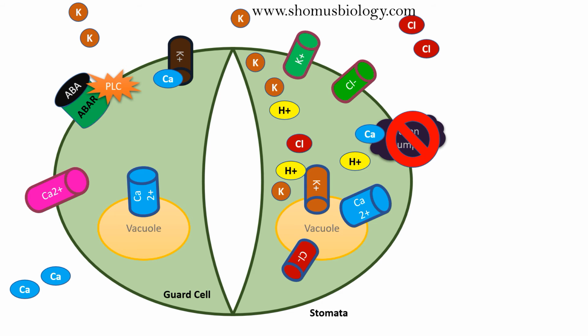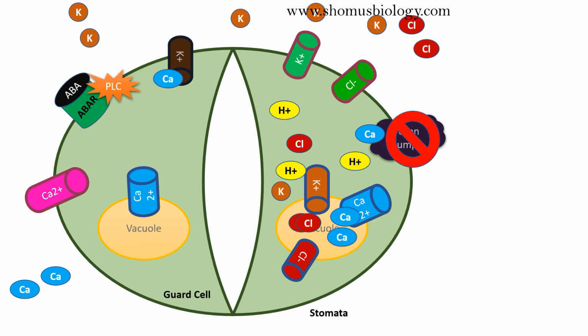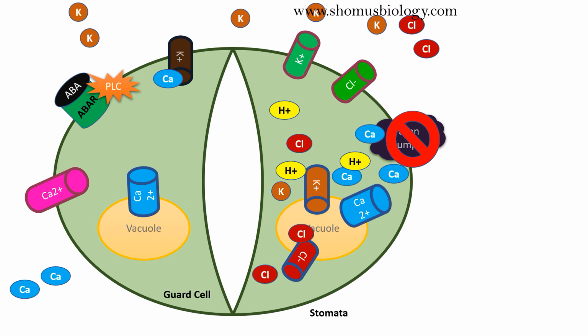And as a result of this high concentration of chloride, potassium efflux channels or exporters are activated, which will start taking potassium outside. To compensate for this potassium outflow, calcium and chloride both start to be transported from the vacuole into the guard cell cytoplasm. See, they start moving outside into the guard cell cytoplasm.